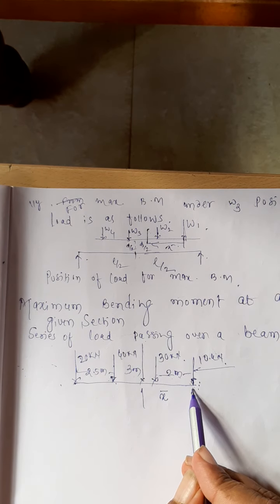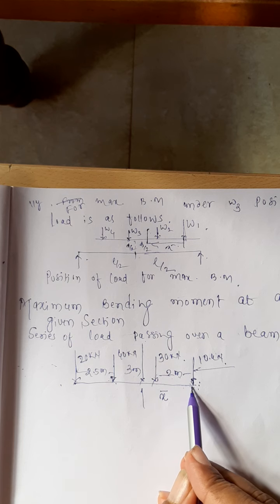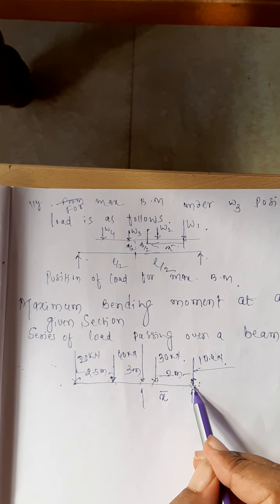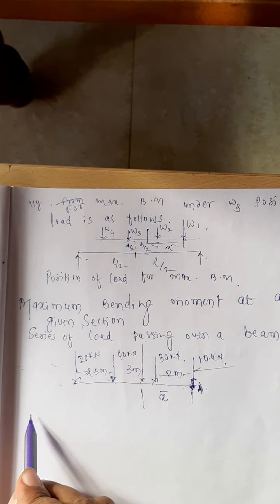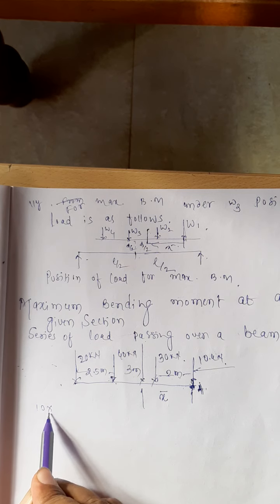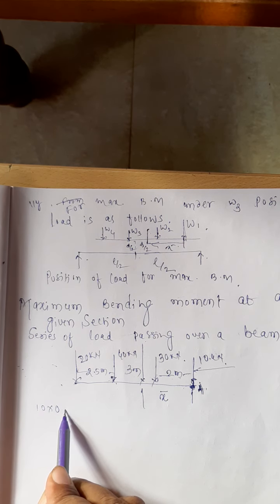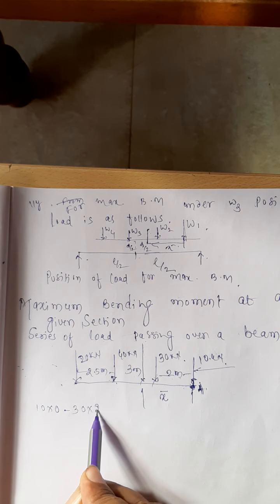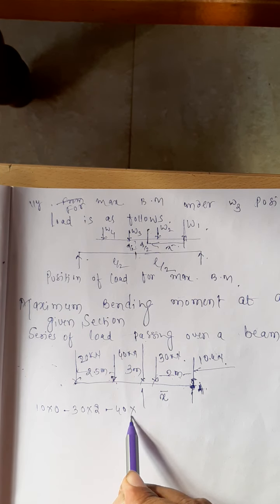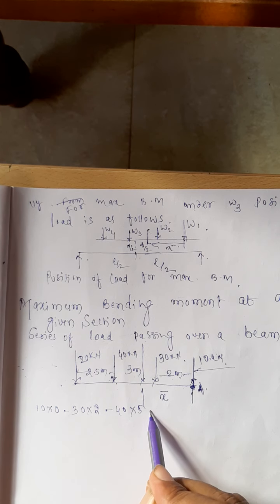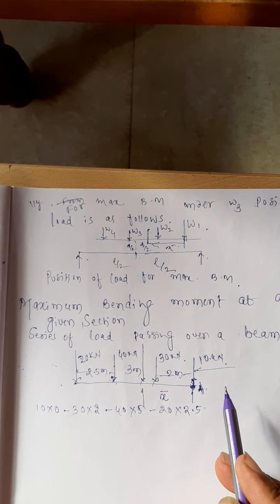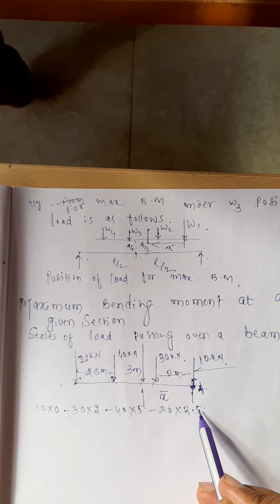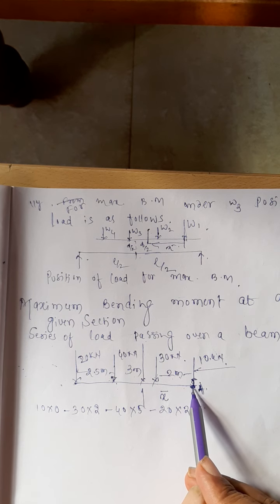So how to calculate the value of x bar? How are we calculating the value of x bar? You are taking moment of all the forces. If you want it from A, you are taking the moment of all the forces from A. Take moment of all the forces from the A. What are you going to get? Yes, 10 into 0 minus 30 into 2 minus 40 into 5 minus 20 into 2.5. Is it alright? This is the moment of all the forces about the A.